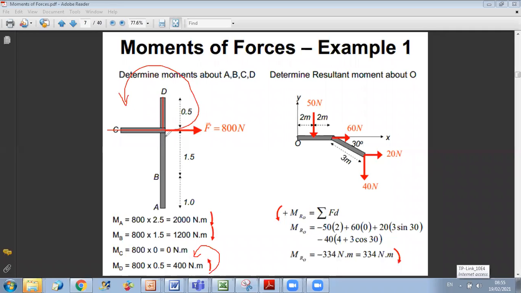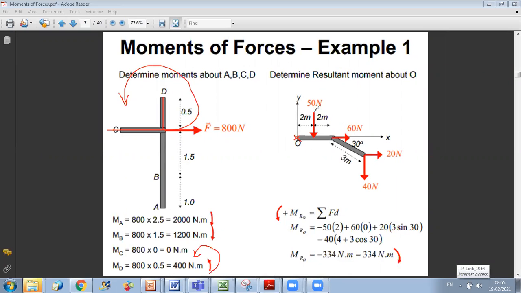Any question on the first part? Okay, so we'll do this one and then we stop. Determine the resultant moment about point O. So here I have several forces and I want to find the resultant moment about O.